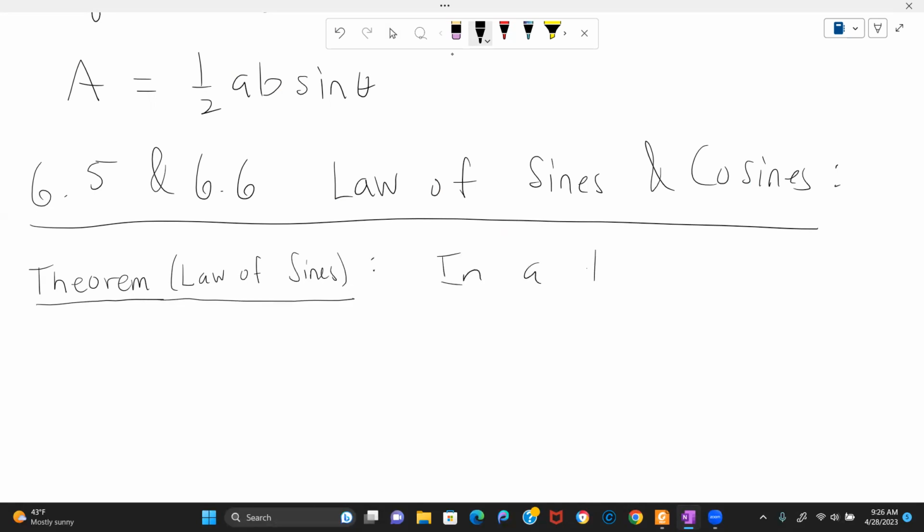So in a triangle, let A, B, and C, the capital A, B, and C, denote angles in the triangle, which may be known or unknown. It depends upon what data you're given. So in such a triangle, we have that the following equations hold.